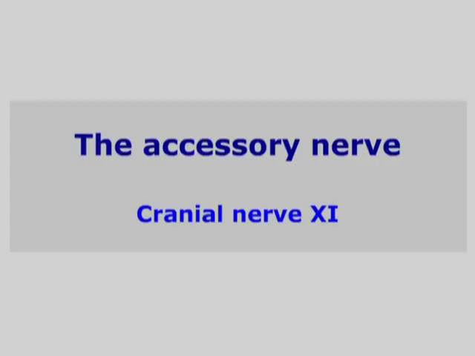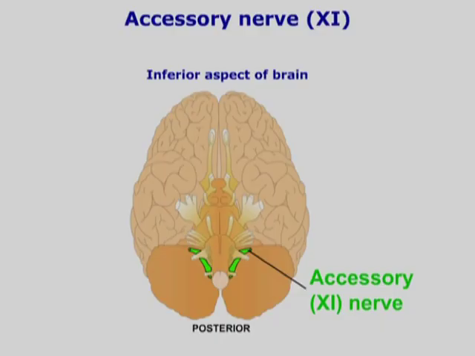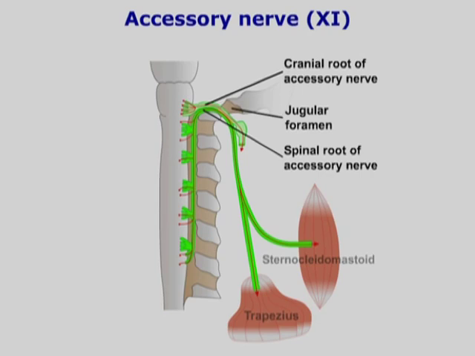The 11th cranial nerve, the accessory nerve. The accessory nerve is a motor nerve. It arises from the medulla oblongata, and it also has contributions from spinal segments C2 to C4. It supplies two somatic muscles, the sternocleidomastoid and trapezius.